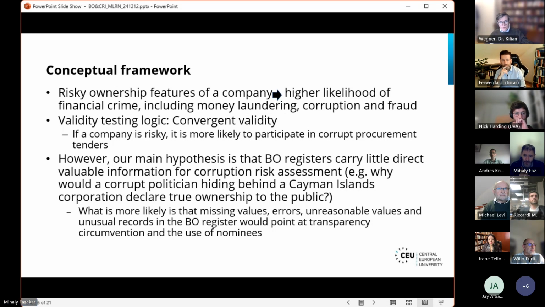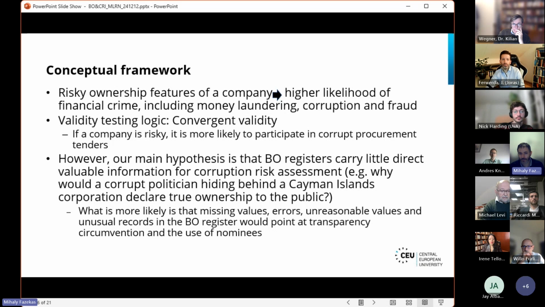ownership structure. Now, there is also an important thing here: we don't expect corrupt politicians to put their Cayman Island addresses on a beneficial ownership register, right? These registers have been created with the goal of transparency, but we don't think that corrupt politicians are naive or stupid. I mean, some are stupid actually, but probably most of them are not, right? So instead, what we expect far more is having some errors, missing values, outliers in the BO register, which point at attempts to circumvent transparency requirements or using nominees or some other brokers, right?